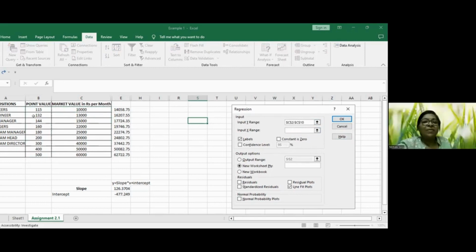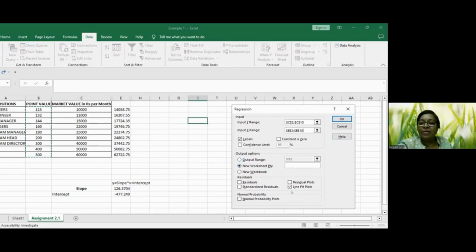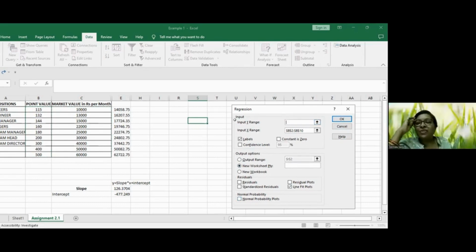And X, I choose again this. My labels are there. My new worksheet is there. Nikita, when you're choosing, you're not choosing labels, but we are ticking the labels. You're choosing from C2, right? Oh, okay, I thought she did the label also. That's so good.